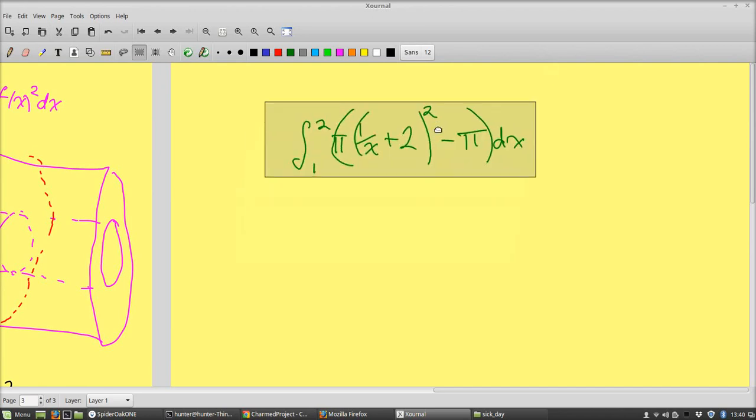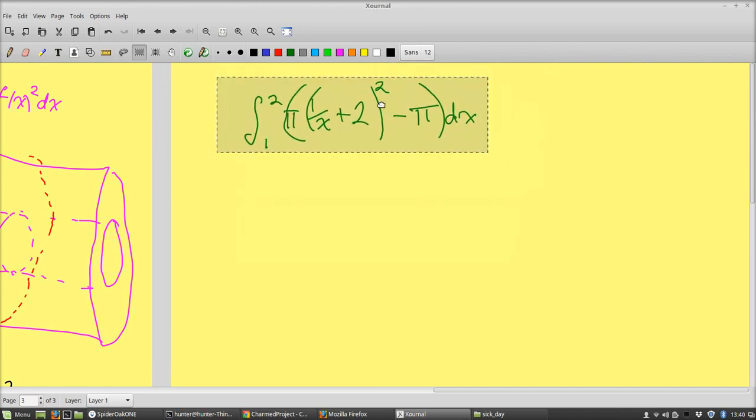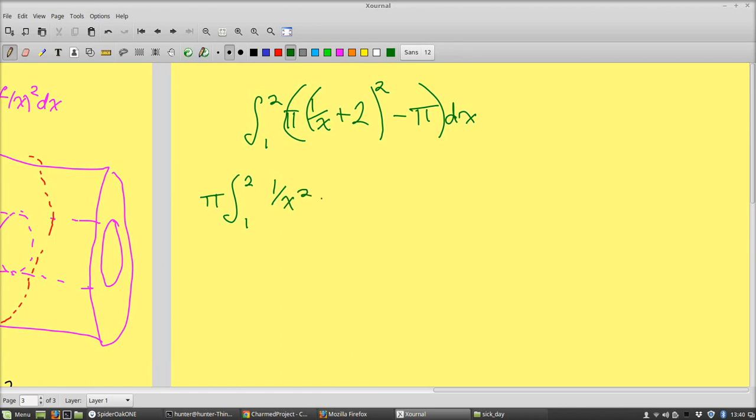All right, so this is the integral that we want to take to figure out the volume of our ham bone. And I'm going to multiply this stuff out. The integral from 1 to 2, I'll take all the pi's out here. So this becomes 1 over x squared plus 4 over x plus 4 minus 1 dx. You can skip ahead to the end of this integral if you find this boring.